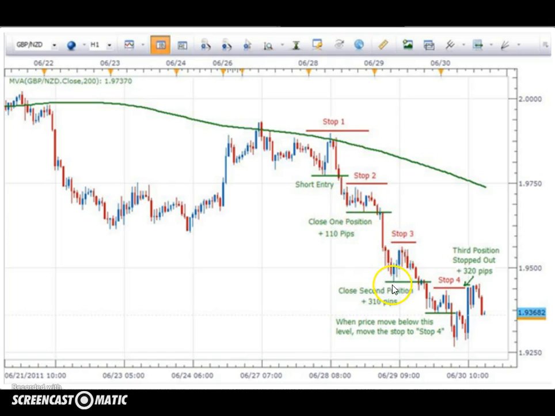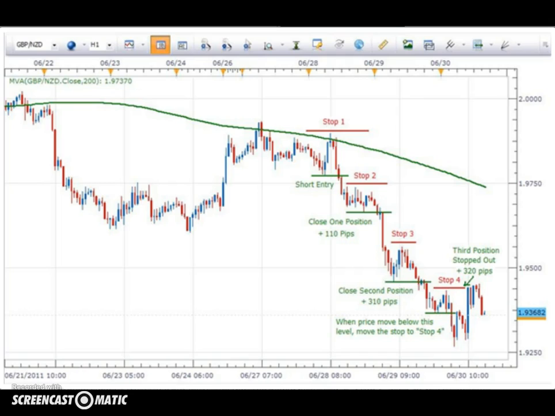Price moves down very nicely here, puts in a new low, oscillates around, and then takes out the old low right here. So at this point, we close out our second position for plus 310 pips of profit on position number 2, and add that to the 110 pips we got on position number 1. And in this case, we move our stop from stop 2 down to stop level 3. So this is the way, trailing our stop manually, and by using multiple lots, we can scale out of the trade.